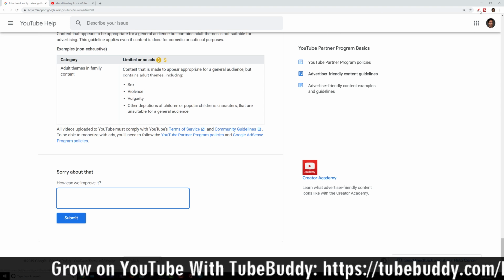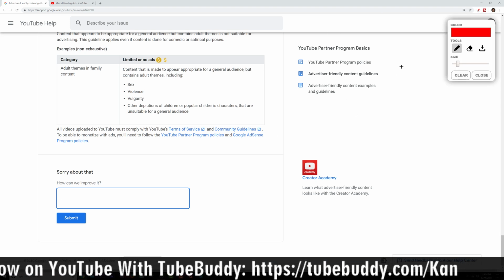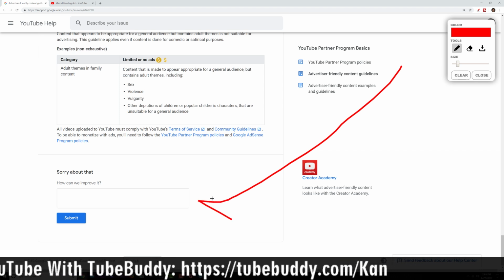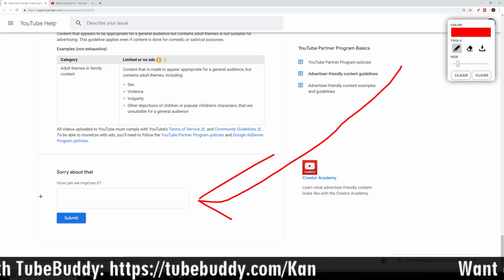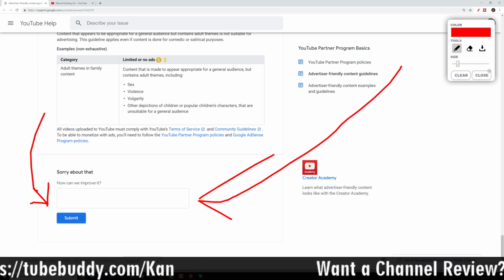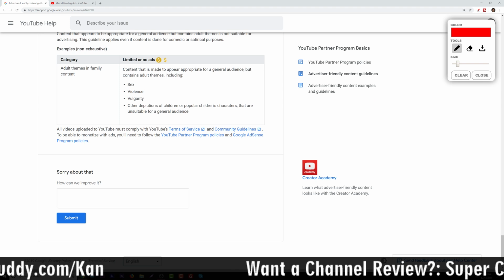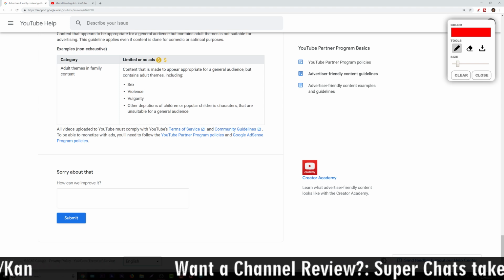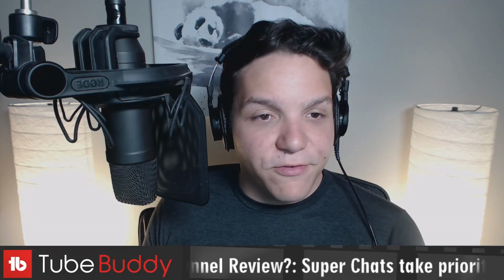If you don't agree with this, if you think these need to change, how can they improve? The more people that do this, that update this, that's what's going to cause change. That's what I've seen time and time again. So if you want to make change on that, that's going to be your best bet.